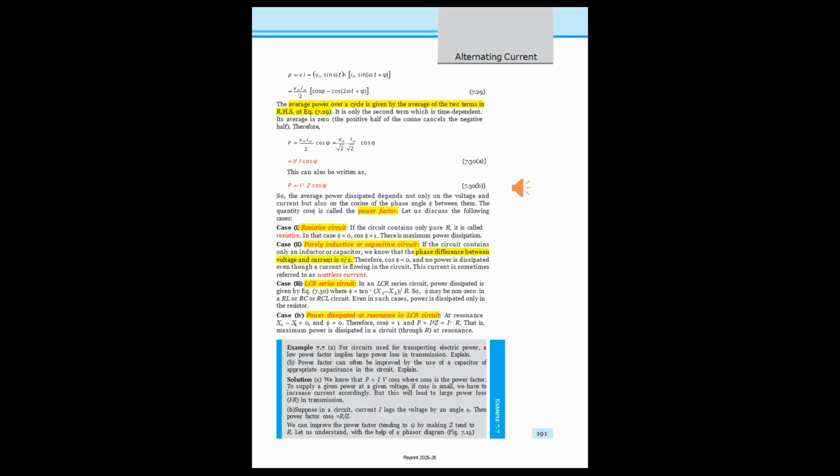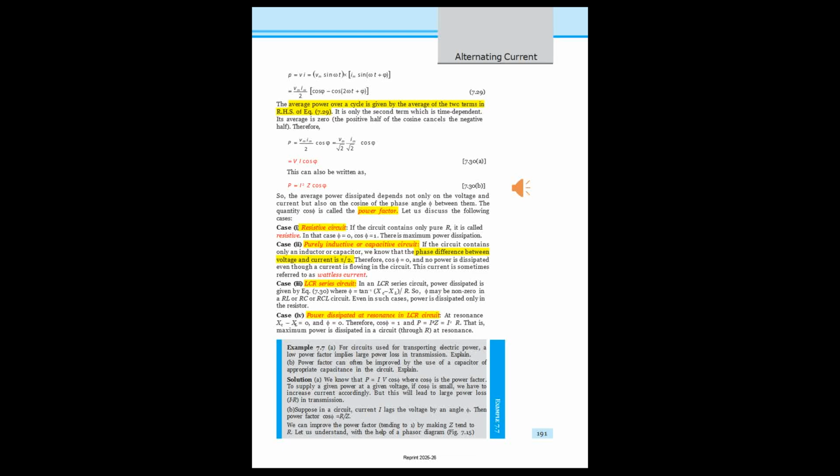In the third case, we will have all the three components, that means inductance, capacitance and resistance. That is called an LCR series circuit. In an LCR series circuit, power dissipated is given by the equation 7.30, where phi equal to tan inverse of (Xc minus XL) by R.